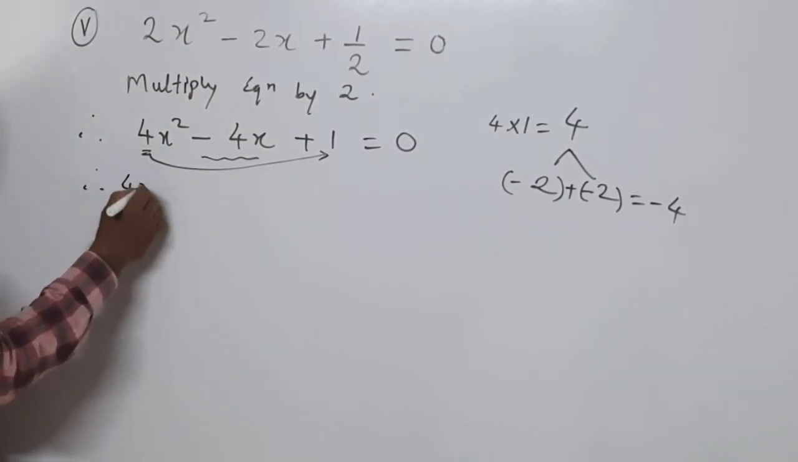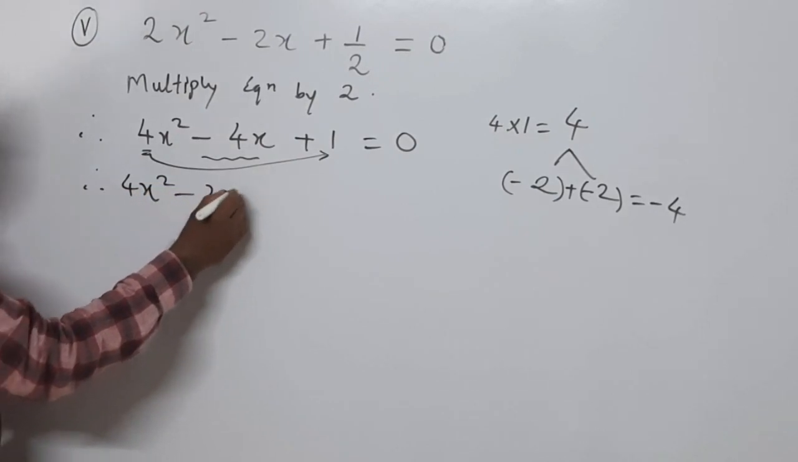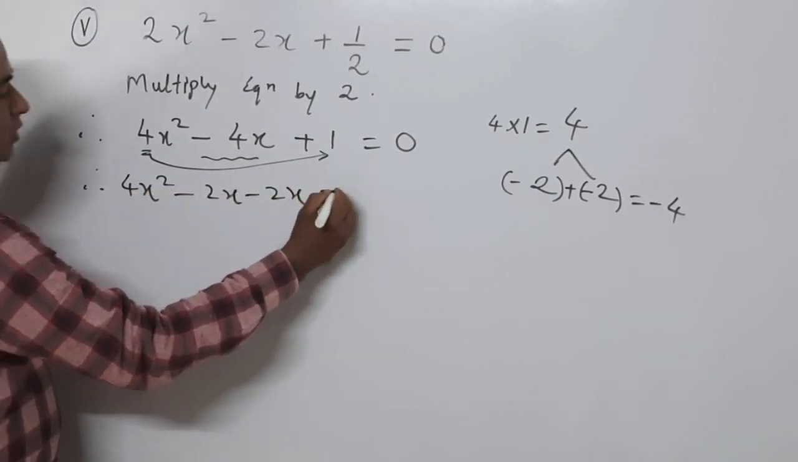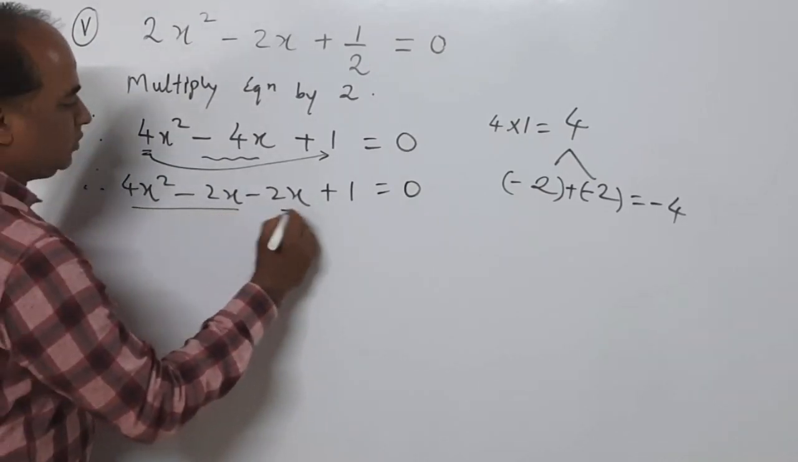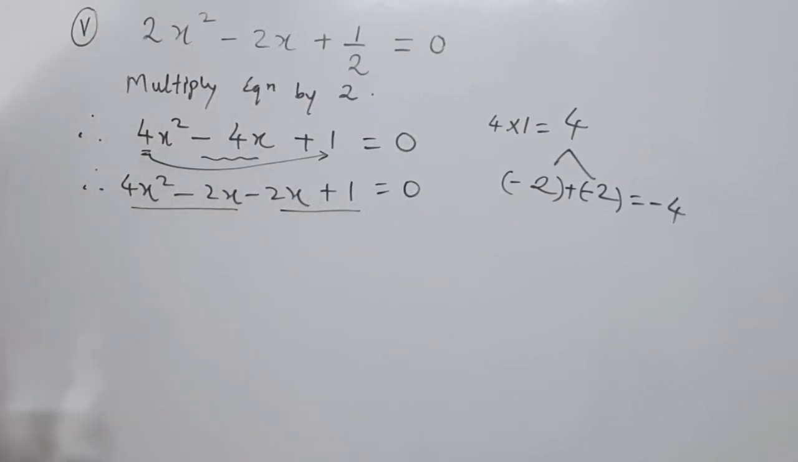So split the middle term, 4x square minus 2x minus 2x plus 1 is equal to 0. So now make the grouping of two terms.